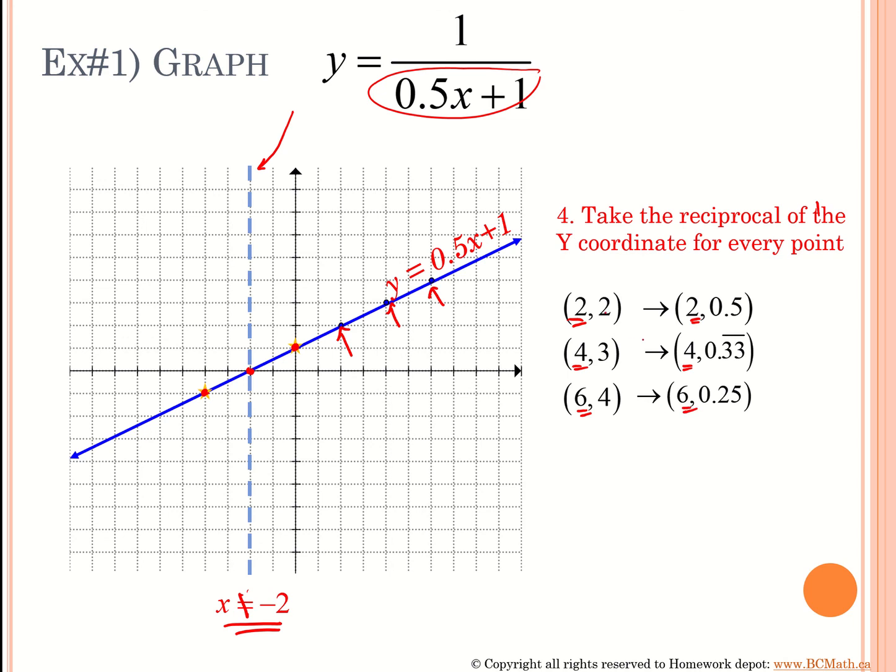So 2 becomes half, 3 becomes 1/3, and 4 becomes 0.25. So where do these points lie? Okay, so the first one is going to be right here. This is like 2, half, 4, 1/3, and 6, 0.25. And if you take out the points, like this one here is going to be like 8, 6. You take the reciprocal of that, it gets even lower.